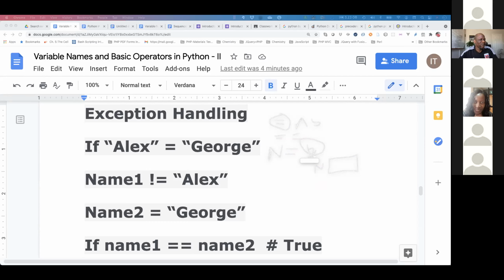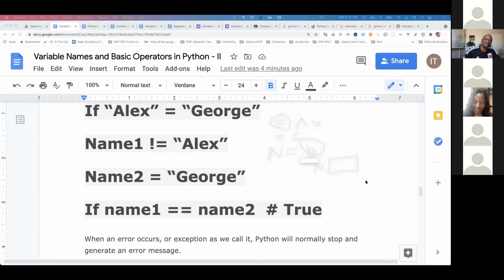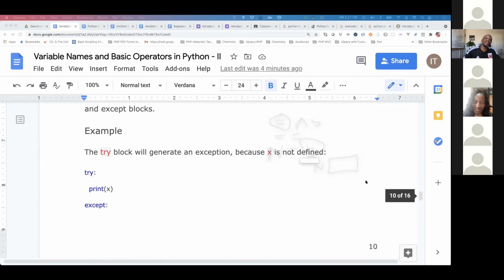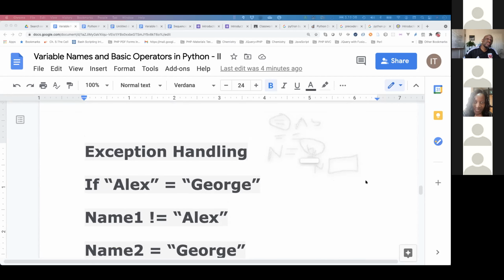Can you explain exception handling? Oh man, that's going to be the next section. But okay, that's okay. Exception handling basically refers to when you gracefully handle errors.